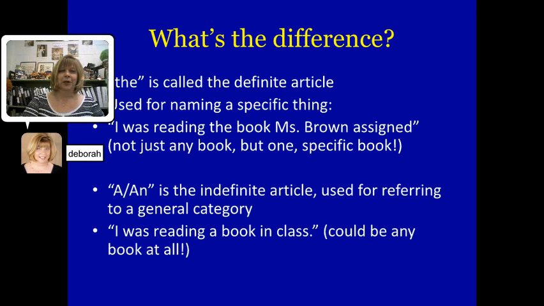So what's the difference between a definite and an indefinite article? Well, the is known as the definite article. It's used when you're naming a really specific thing. So I was reading the book that Mrs. Brown assigned. So I was reading this one specific book, not just any book at all. A or an would be the indefinite article, used for referring to a general category. I was reading a book in class. It could be any book that you've brought in from home or got off the shelf, as opposed to the one book that you're talking about that might have been a specific assignment or a specific title.